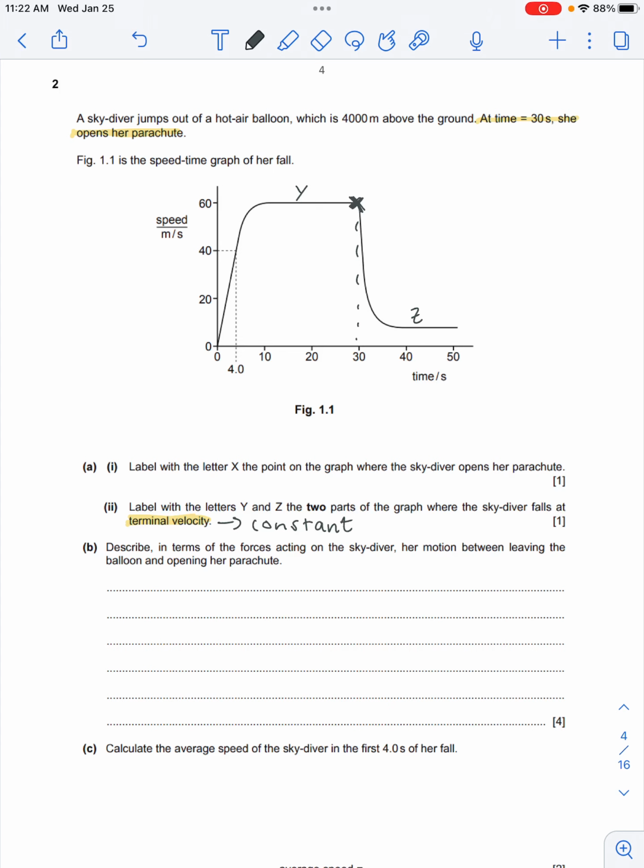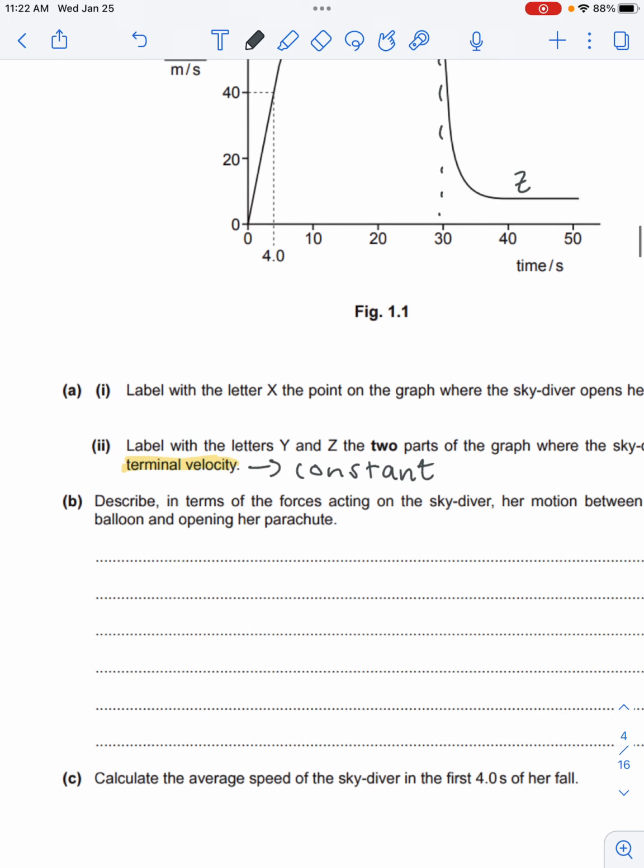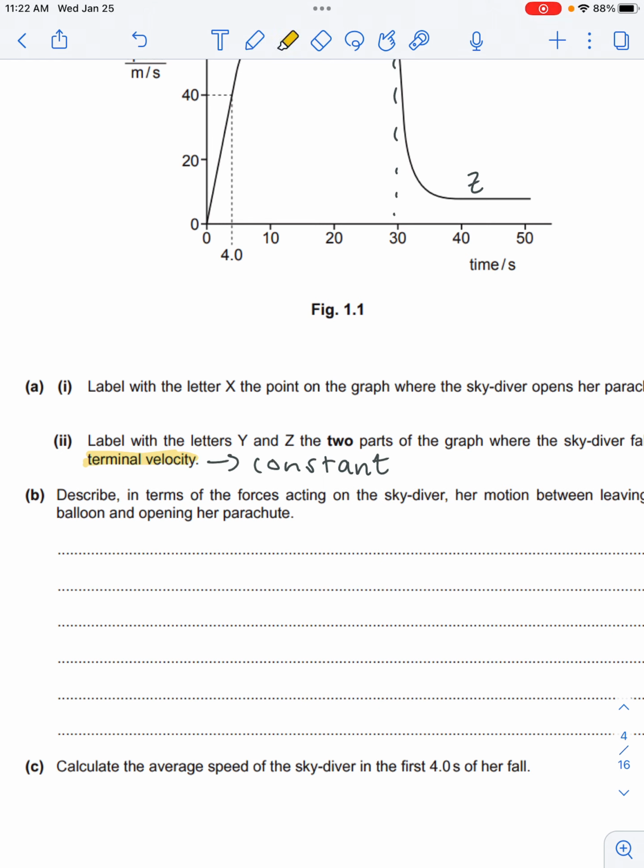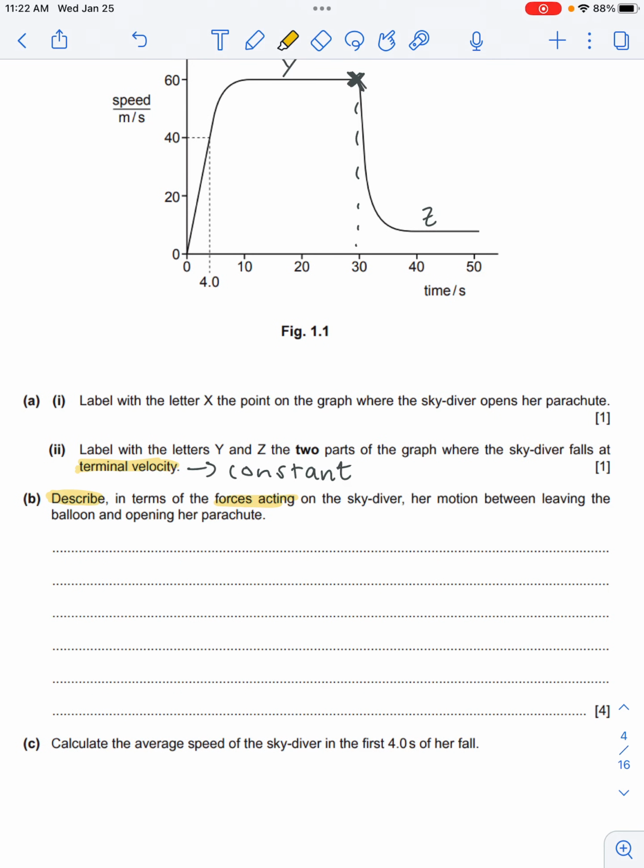And for part B, this is a little bit of a more difficult question because we have to describe. So we're not calculating anything, we're just using our words. Specifically, we want to talk about the forces acting on the skydiver, and we want to talk about her motion. So is she moving quickly, slowly, accelerating, decelerating? Those are the words we want to use. And when it says forces acting, we want to make sure we talk about the forces that are present at every point, specifically over the first 30 or so seconds, from the start until her parachute opens.